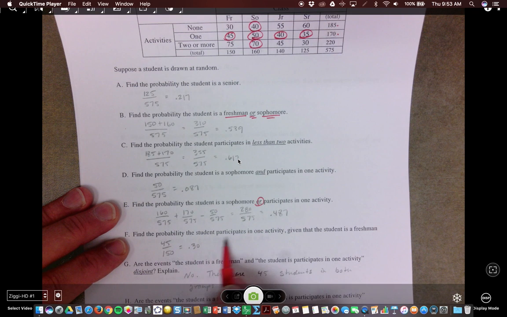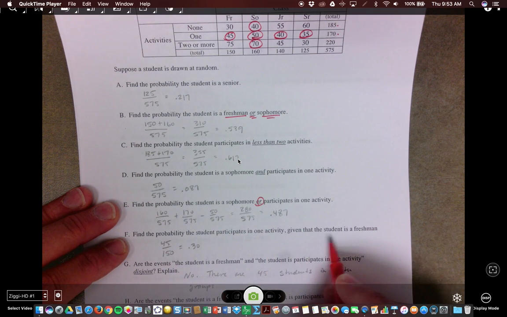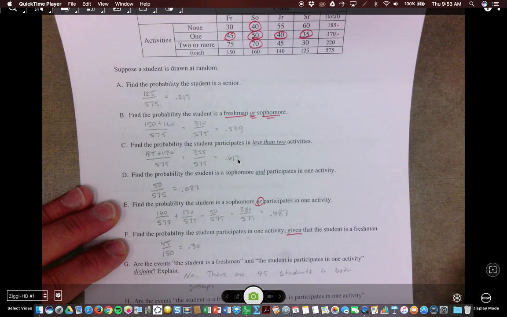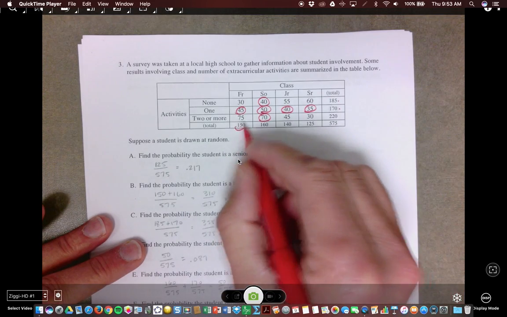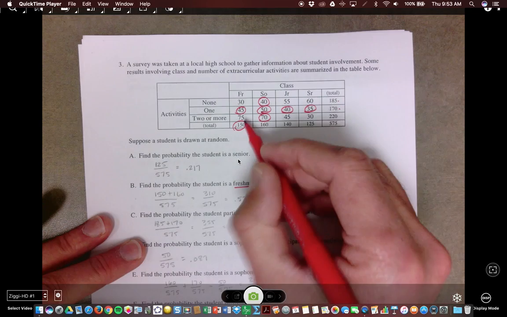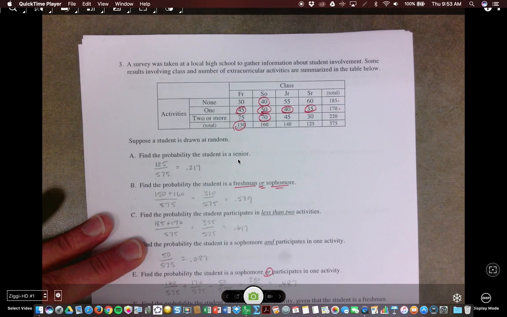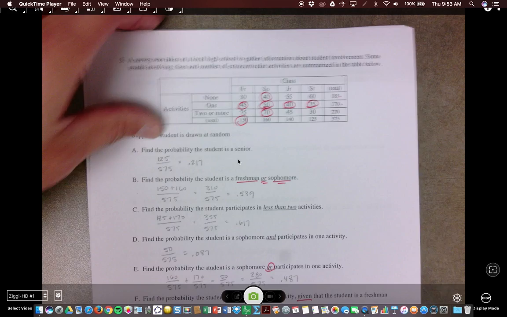Find the probability a student participates in one activity given that the student is a freshman. All right, so we're only concerned about the freshmen, and there's 150 of them, and of those 150, 45 of them were involved in one activity. 45 out of 150 is 30%.